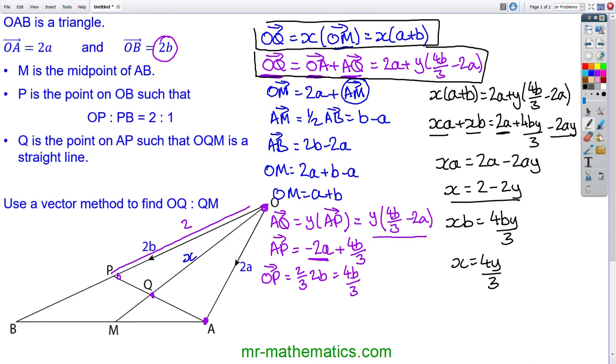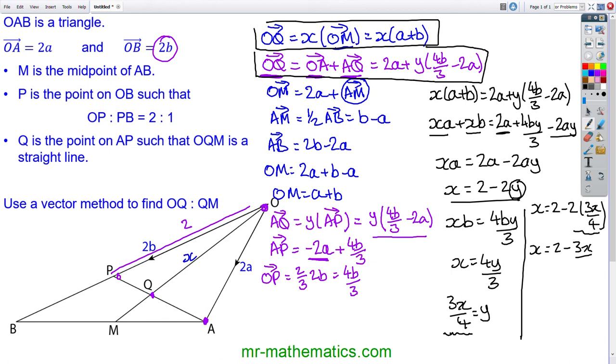I'm going to write y in terms of x, so 3x over 4 is equal to y. And then I can substitute this expression for y in here. So we have x is equal to 2 minus 2 lots of 3x over 4. I'll simplify this fraction. So we have x is equal to 2 minus 3x over 2. We'll multiply this through by 2. So 2x is equal to 4 minus 3x. So 5x is equal to 4. So x is equal to 4 fifths.